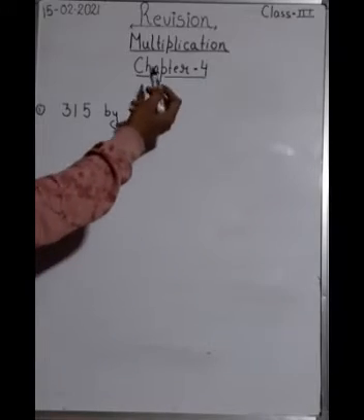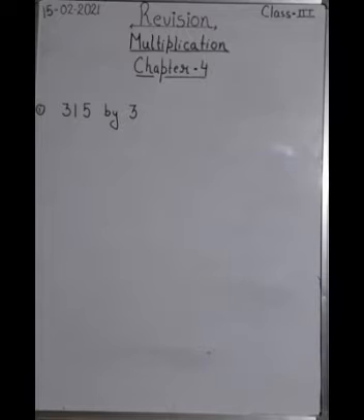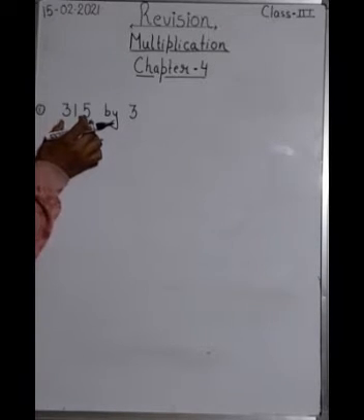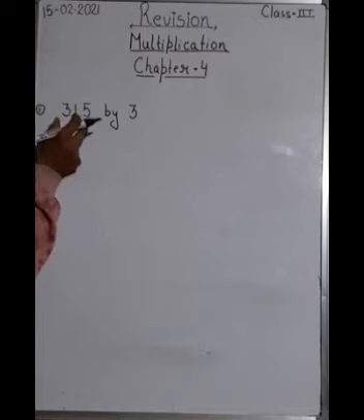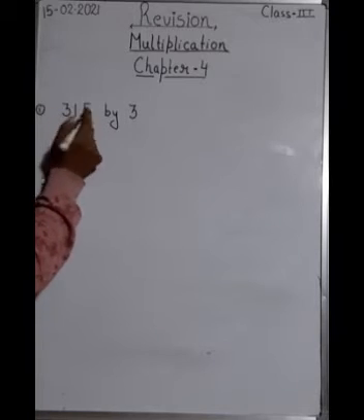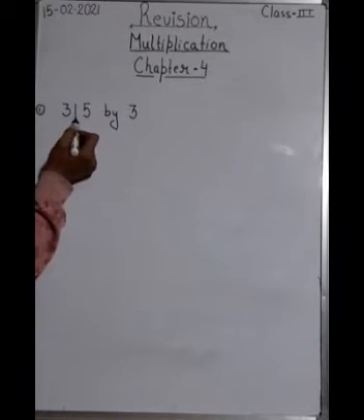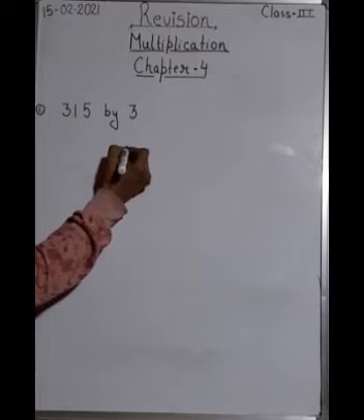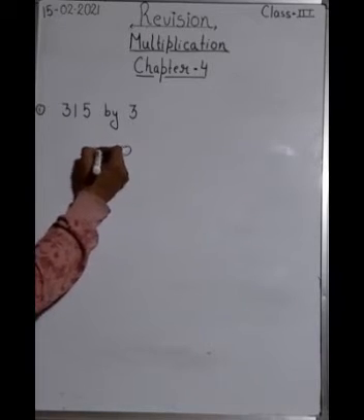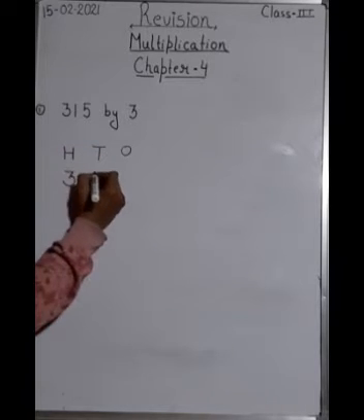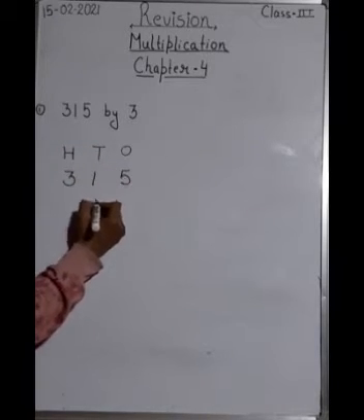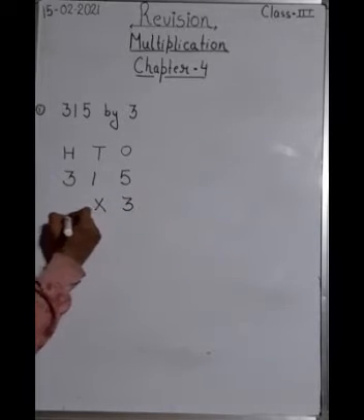Class 3rd, we are doing revision of your chapter number 4, that is multiplication. Here I have written a question: 315 by 3. It means you have to multiply 315 by 3. First you have to arrange them in columns. As you can see, this is ones, tens, hundreds. So you have to make 3 columns, one of ones, another of tens, and the next of hundreds. And you will write 315 over here, multiplied by 3.